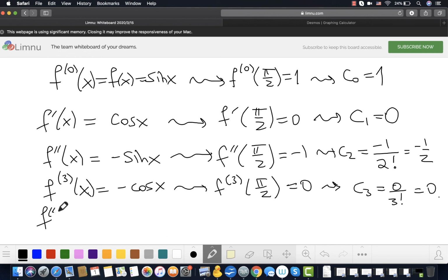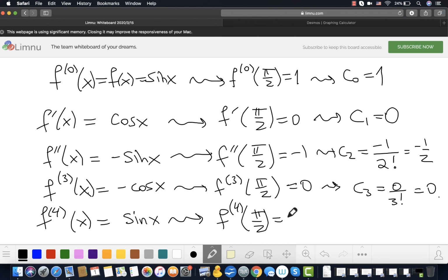And then the fourth derivative is the derivative of minus cosine x. The derivative of cosine x is minus sine x, and there's an additional negative sign, so the derivative of minus cosine x is plus sine x. So we're back to the first one, the 0th one. The fourth derivative evaluated at pi over 2 is sine of pi over 2, which is 1. And c sub 4, by definition, is the fourth derivative evaluated at pi over 2 divided by 4 factorial. So it's 1 divided by 4 factorial, which is 1 over 24. And so these are the coefficients that we sought.